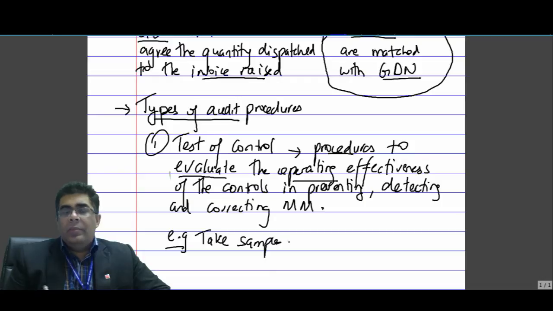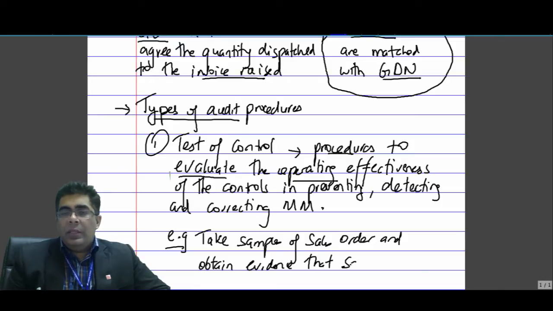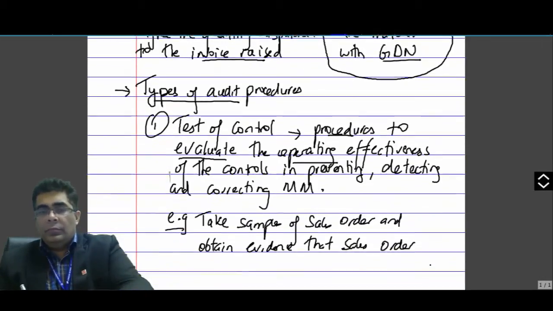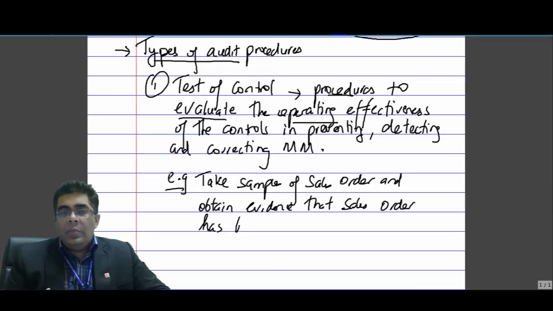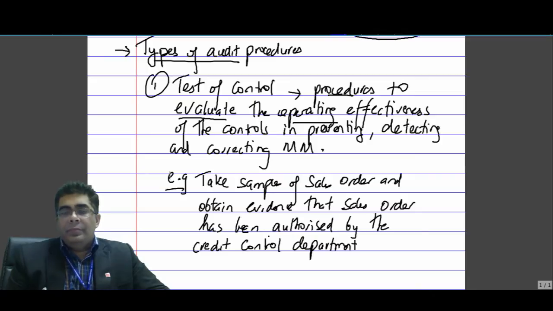Take samples of sales orders and obtain evidence that the sales order has been authorized by the credit control department before the sales order is processed. What am I doing? I am testing the control.